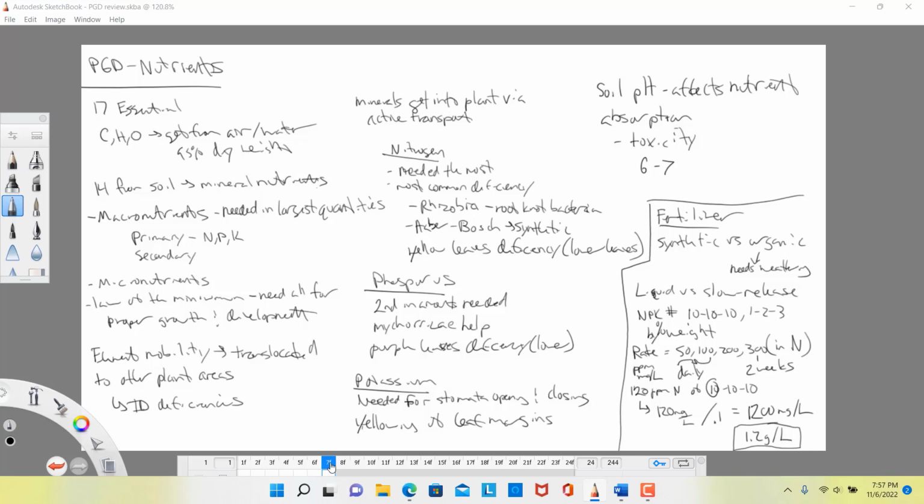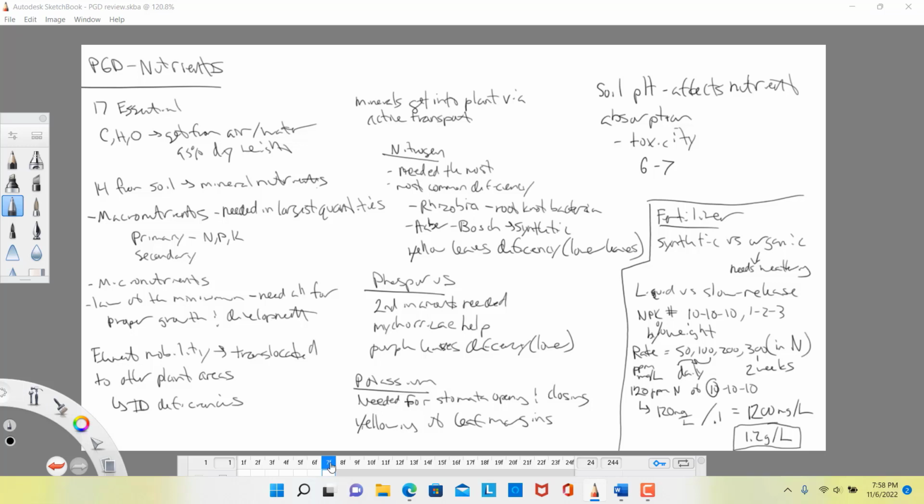Now, phosphorus deficiency shows up in our lower leaves, and our leaves will start to turn purple, right? It's pretty distinctive when you see it. And lastly, we looked at potassium. We said potassium is really important for that stomata opening and closing, those pores that regulate gas exchange and transpiration. And we'll start to see potassium as a yellowing of our leaf margins.